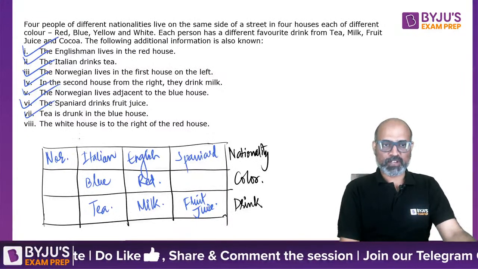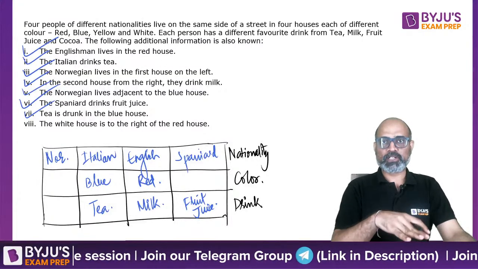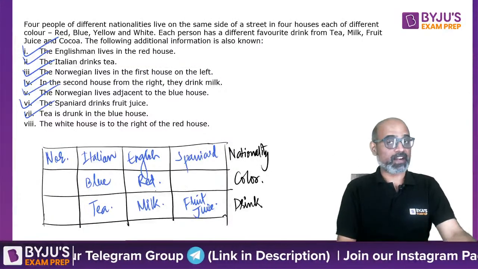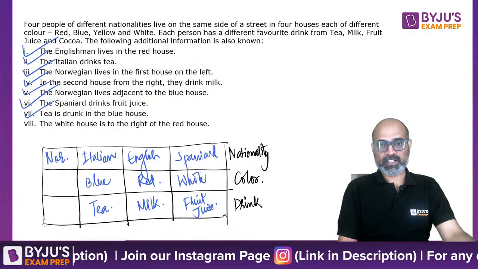The only statement we are left with is the white house is to the right of the red house. So white house has to be to the right of red house. It means the red house is the second from the right. So the white house has to be here to its right.